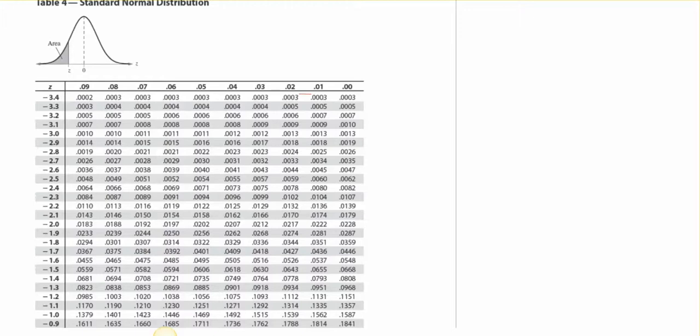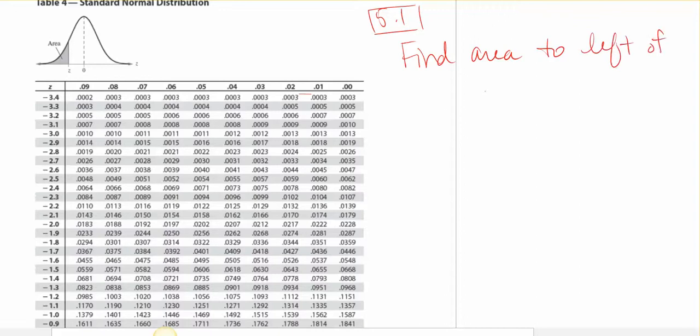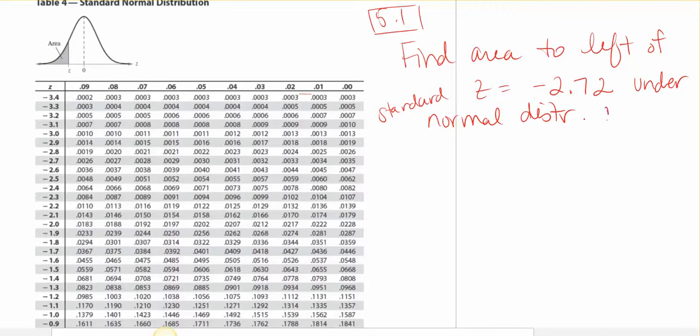Okay, so I'm asked to do things in 5.1 in different ways. For example, I could ask you to find the area to the left of z equals negative 2.72 under the standard normal distribution curve.